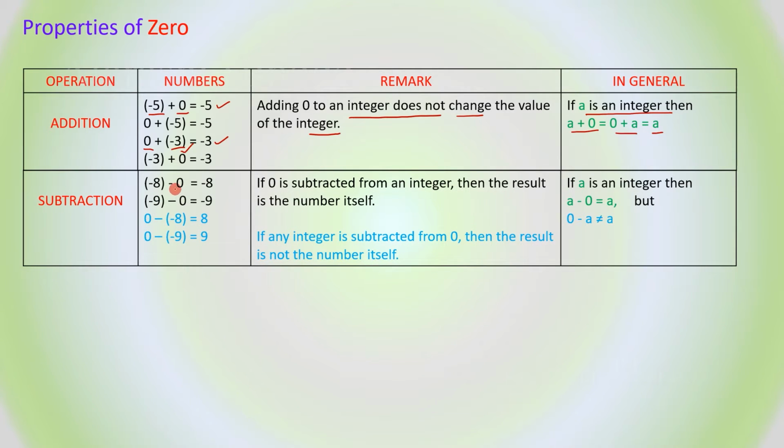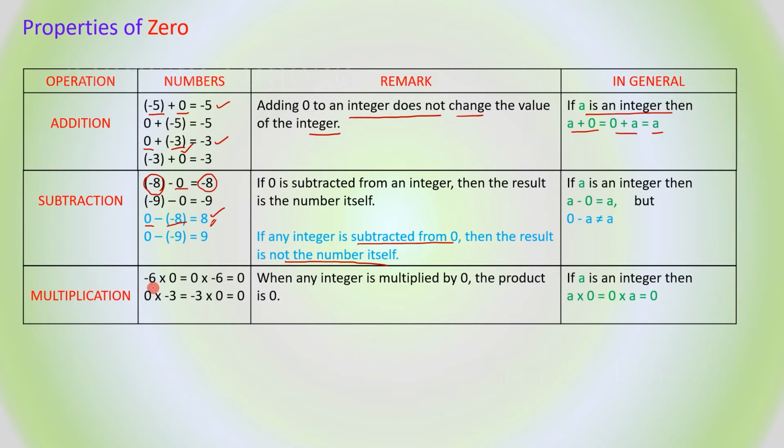If 0 is subtracted from an integer, the result is the number itself. But here minus 8 is subtracted from 0, and the difference we get is not minus 8, it is 8. That is, if any integer is subtracted from 0, then the result is not the number itself.